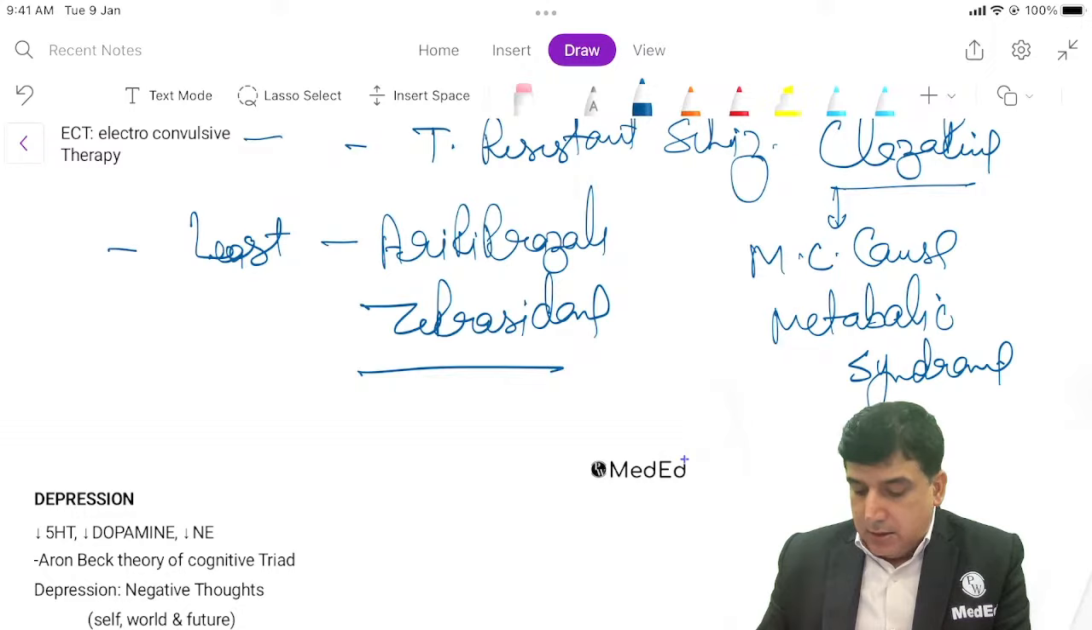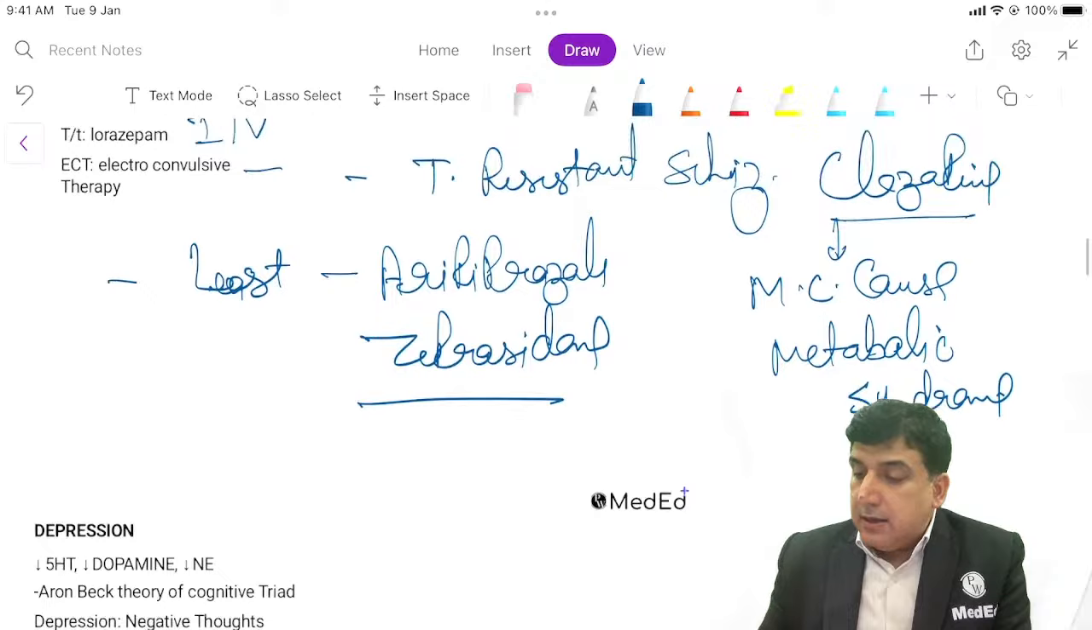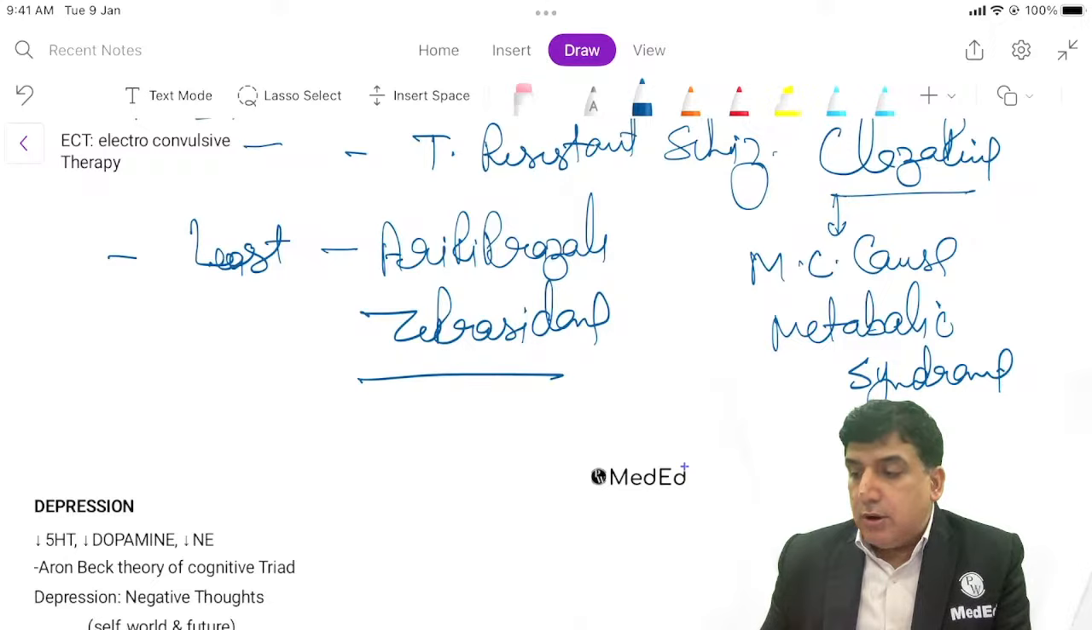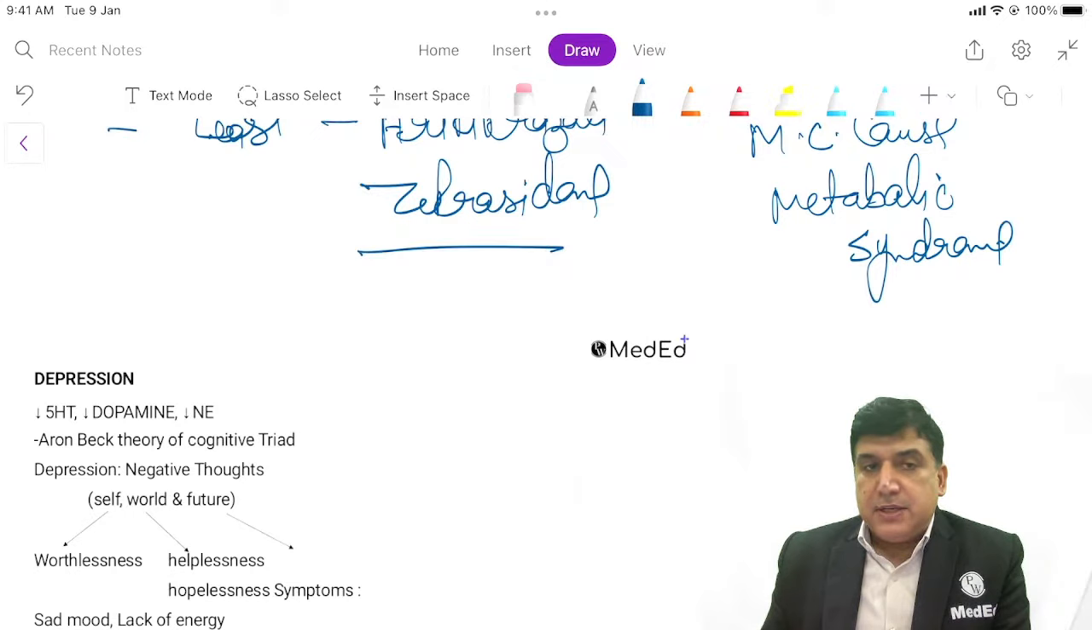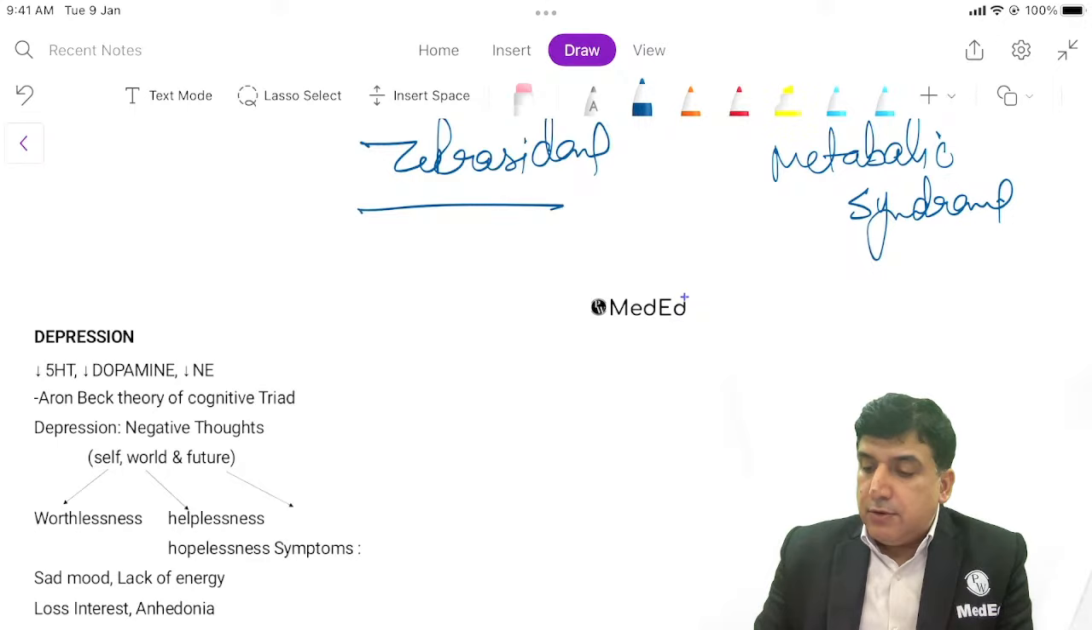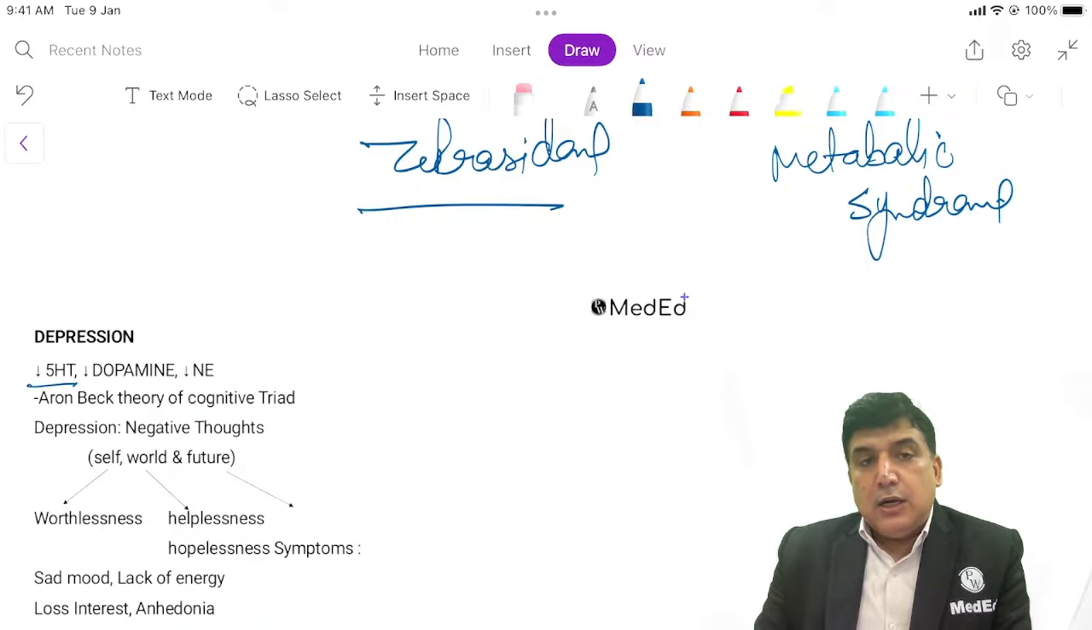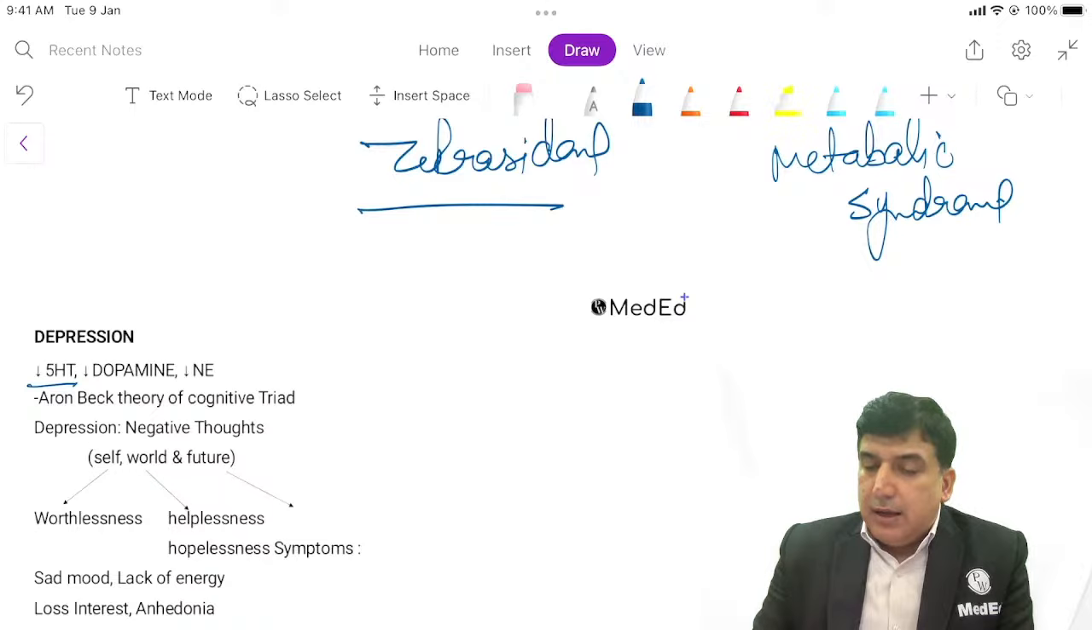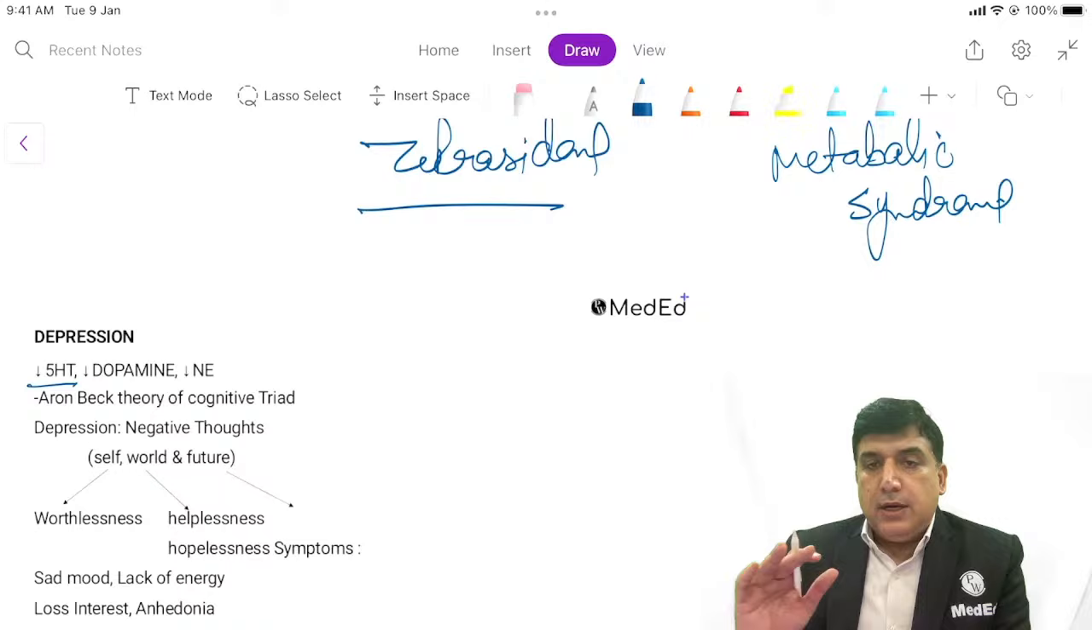Okay. And this you should know about the schizophrenia area. Second is depression. In depression, if they ask the most common neurotransmitter involved in depression, it's serotonin, decreased level of serotonin, but dopamine and norepinephrine also decrease. If they ask which of the following neurotransmitters is involved in depression, serotonin, dopamine, norepinephrine, all of the above, the answer will be all of the above. But if they mention the most common neurotransmitter involved in depression, then the answer will be serotonin. So all three neurotransmitters get decreased, but among these three, the most common is serotonin.